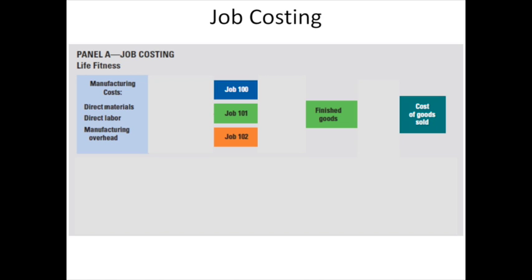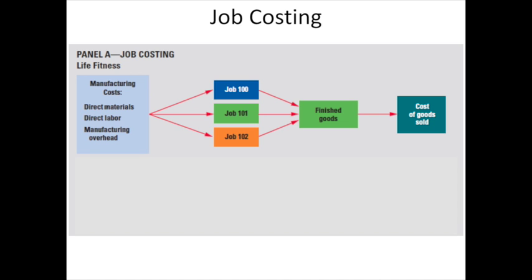And each one of those jobs will take a certain amount of product cost. Direct materials, direct labor, and overhead, remember, make up our product cost. Once we've completed those jobs, they move into finished goods. Then we would simply sell the job. It becomes cost of goods sold.